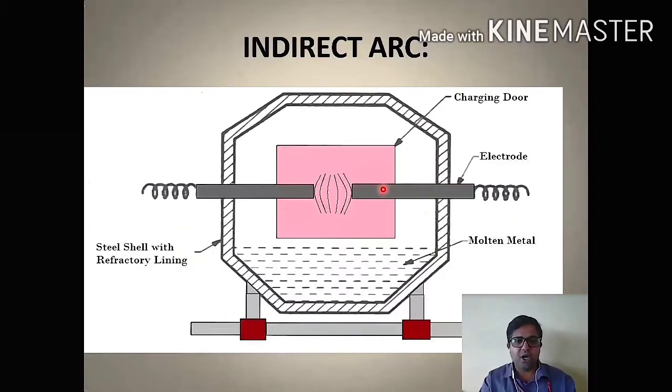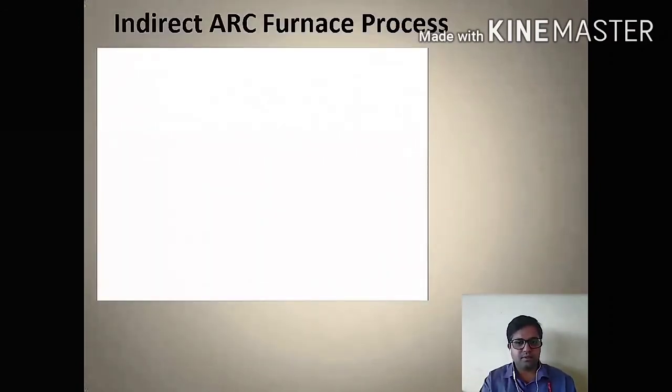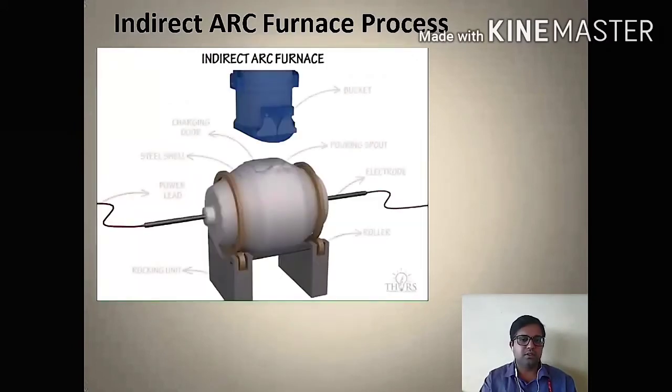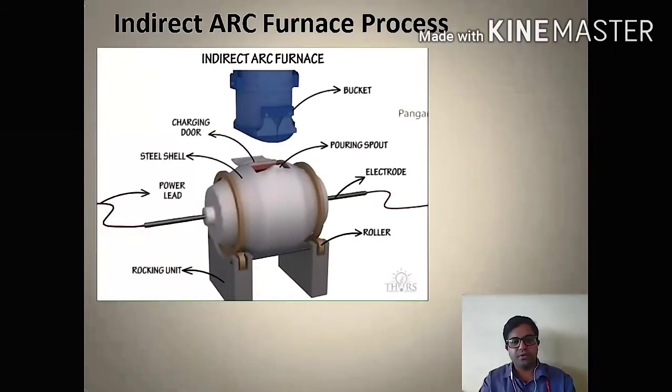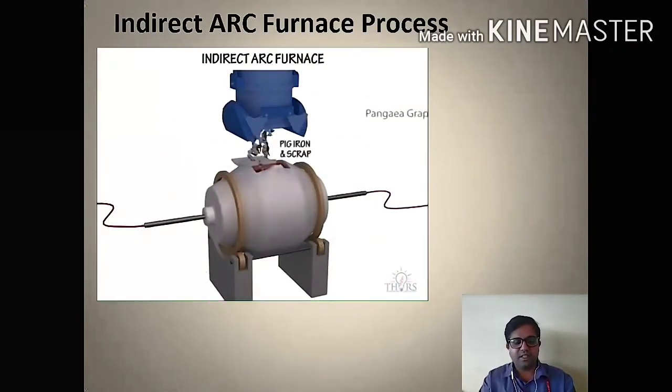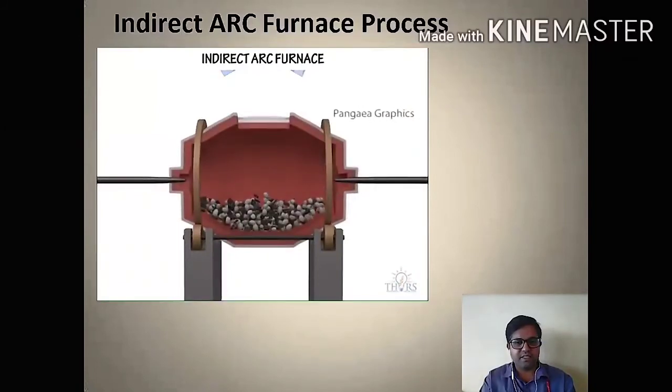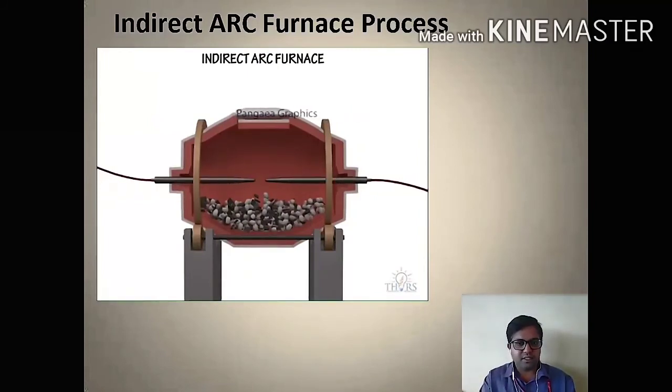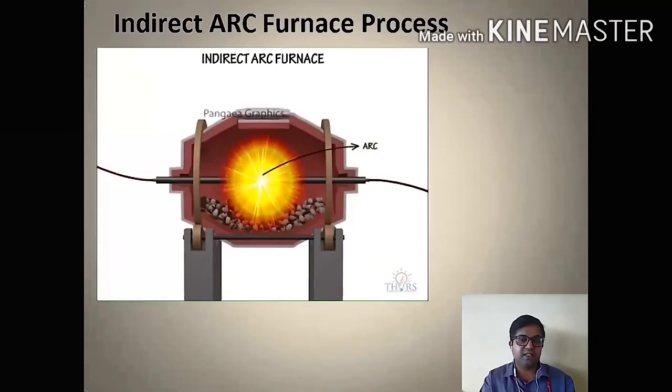Now let us see how exactly the indirect arc heating works. Okay, so this is the animation we are going to use. In indirect arc heating, once again, a furnace is taken, and inside that furnace we are going to pour the material to be heated. And here, see, in the case of direct arc heating, it was inserted vertically, but in the case of indirect arc, it is inserted horizontally.